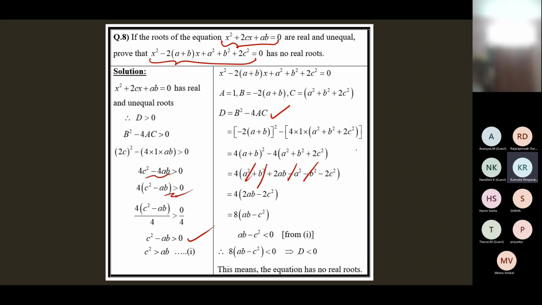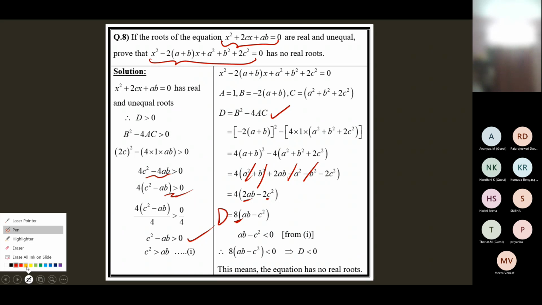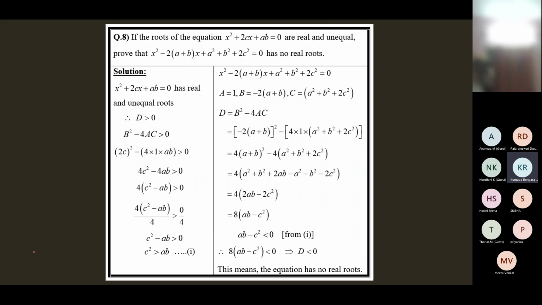Take out 4 common, and take out another 2 common because there's 2 and 2 here. So when you take out another 2 common, there's already 4 outside, so 4 into 2 becomes 8, into AB minus C square. Now we are done. So D is equal to 8 into AB minus C square. Now you have to show that D is less than 0.